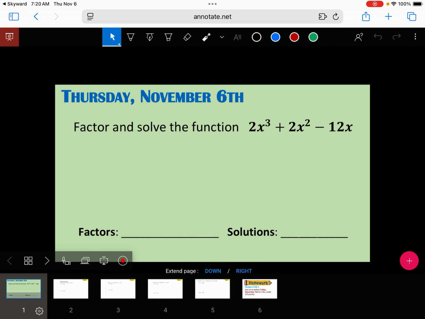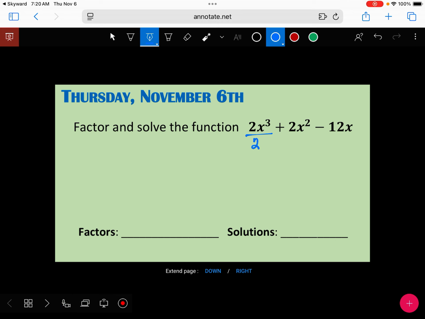We had a question like this on our test. So go ahead, that's your first step. You always start by taking out the GCF. So our GCF is 2x. So go ahead and divide each term by 2x, see what you got left. Remember, you're subtracting the exponents when you take out the GCF.